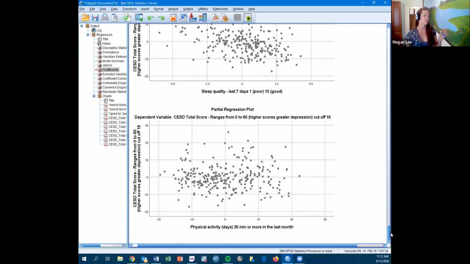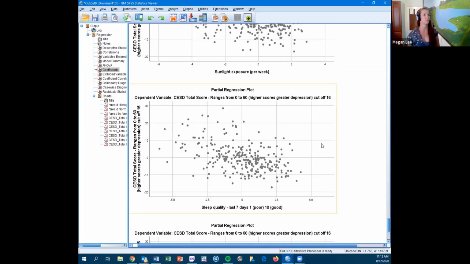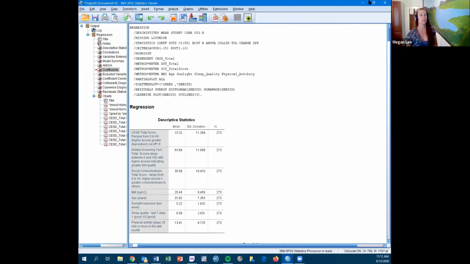And then physical activity also kind of just everywhere, not really any form of a relationship. So that's regression for our population. Any questions? No. Good job.